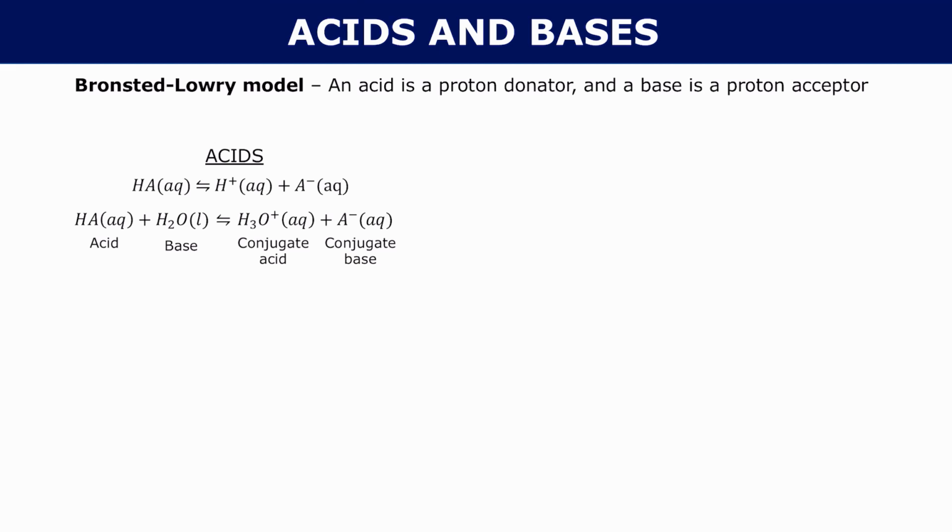But under the Bronsted-Lowry model, you have a bit more vocabulary. So first of all, we have our acid, which is HA. It's being reacted with water, which acts as a base in this case, and it produces that hydronium ion and the A- ion. The hydronium ion is going to be the conjugate acid, and the A- ion is the conjugate base. We'll define conjugate acids and conjugate bases in a little bit, but let's just first look at the general form of a base.